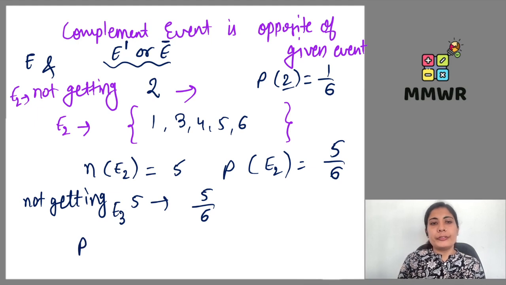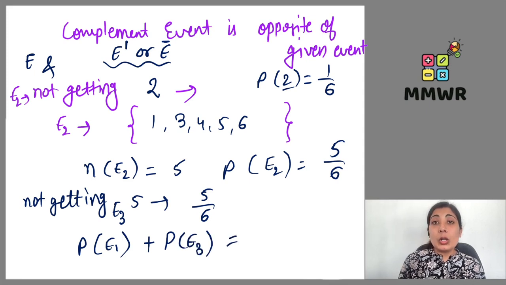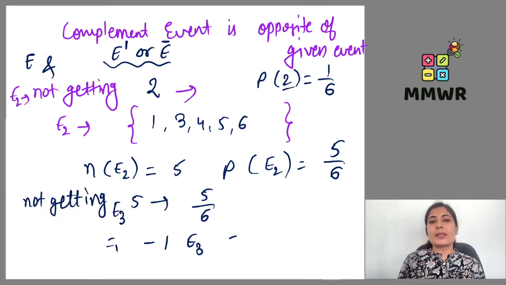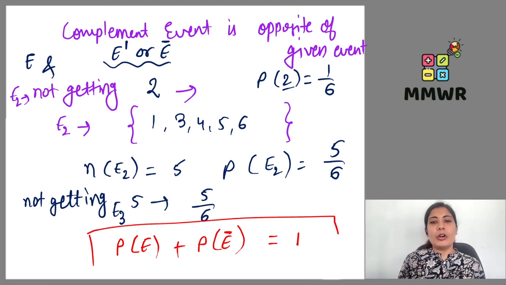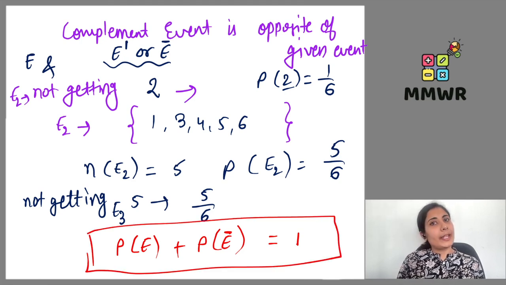So probability of event 1 and probability of event 3 sum is always 1. The sum of the complementary probability is always 1. जो complement probability होती है एक दूसरे की, what is the sum there? The sum of probability of any event and probability of any complementary event, we can write E dash also here, will be always 1. Sum of the probability of any event and its complementary event is always 1.